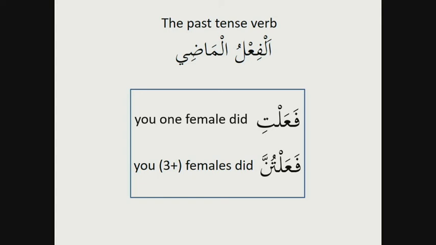Okay, let's say the whole thing from where we had it. Fa'ala, he did. Fa'alu, they many males did. Fa'alat, she did. Fa'alna, they many females did. Fa'alta, you one male did. Fa'altum, you many males did. Fa'alti, you one female did. Fa'altunna, you many females did. Right. So the words are building up. That's why you have to do your homework every week, right?